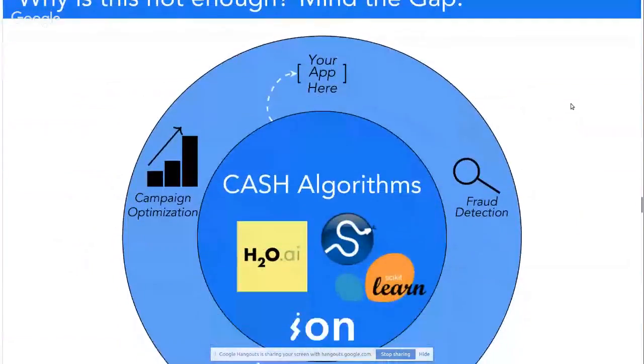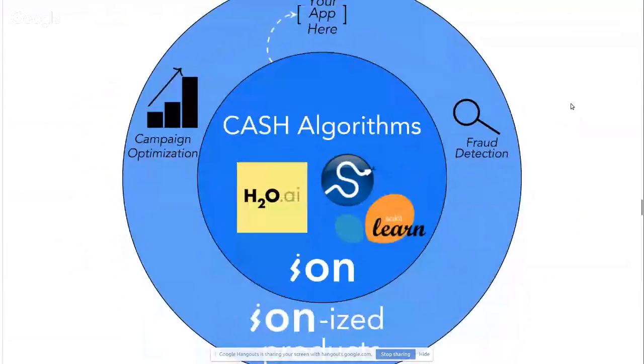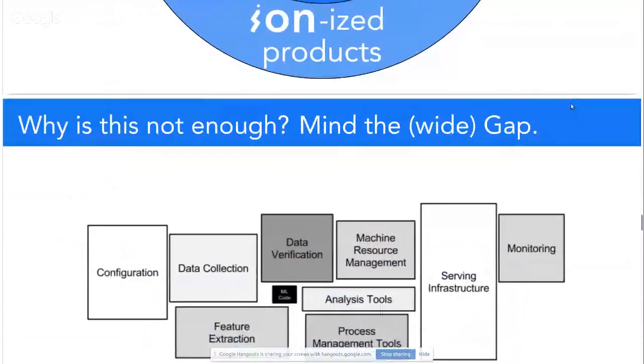So why is it not enough to just optimize your machine learning algorithms? There's a gap between getting your data ready for the machine learning algorithm and then feeding it in and doing this hyperparameter optimization and AutoML, and then also getting those predictions to actually power your app. So there's a big gap there.